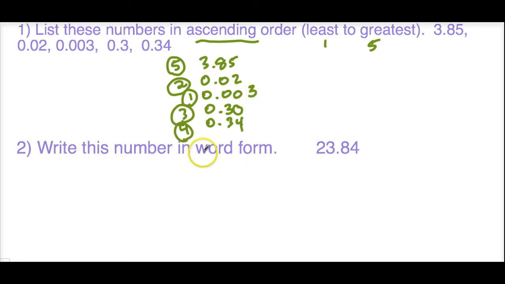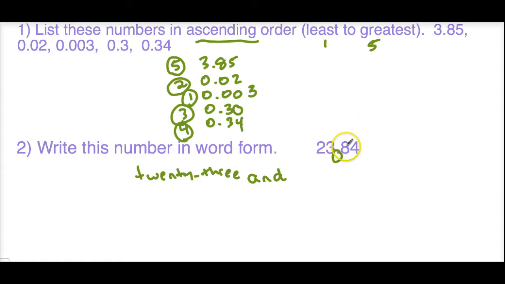Number 2 says write this number in word form. So basically, we don't have a problem reading our whole numbers. We know that that's 23. So I'm going to go ahead and write that down. 23. And we know that decimals are represented by using the word "and." And the next part, the tricky part people have a hard time with, is how to read decimals.